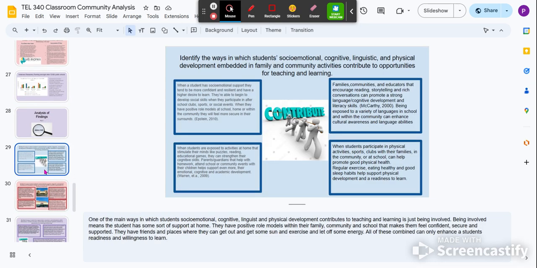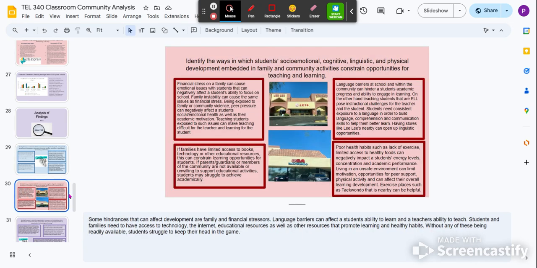So one of the main ways in which students' socio-emotional, cognitive, linguistic, and physical development contributes to teaching and learning is just being involved. Being involved means the student has some sort of support at home. They have positive role models within their family, community, and school that makes them feel confident, secure, and supported. They have friends and places where they can get out and get some sun and exercise and let off some energy. All of these combined can only enhance a student's readiness and willingness to learn.